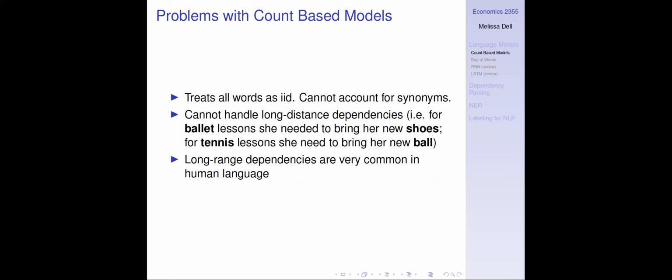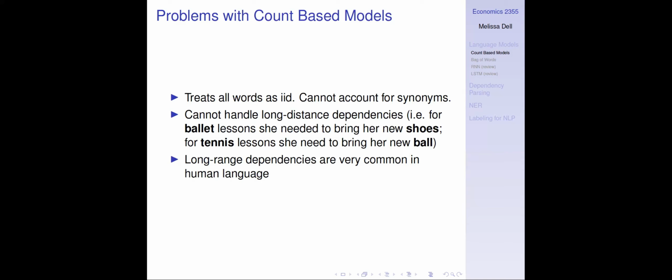Okay, so these models are very simple to understand. We can explain them in a couple of slides, and if you understand what a count is, you can understand what the models are doing. But there are some problems with these models. It's going to treat all words as IID. That's inherently a problem because any language is full of many synonyms. Importantly, it can't handle long distance dependencies.